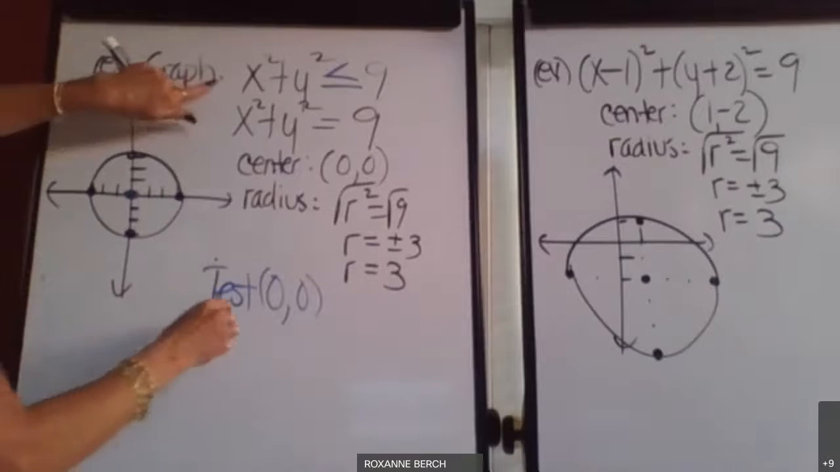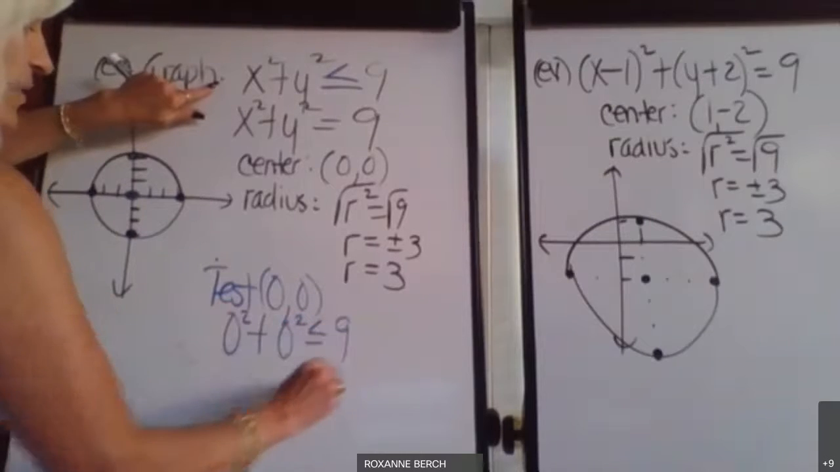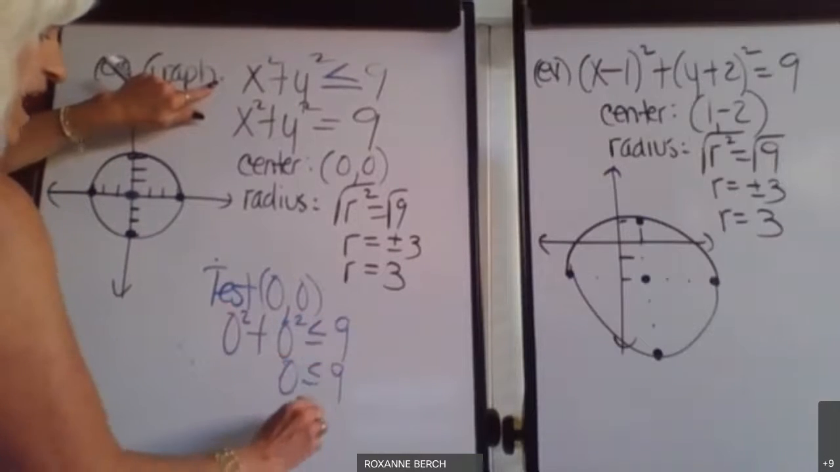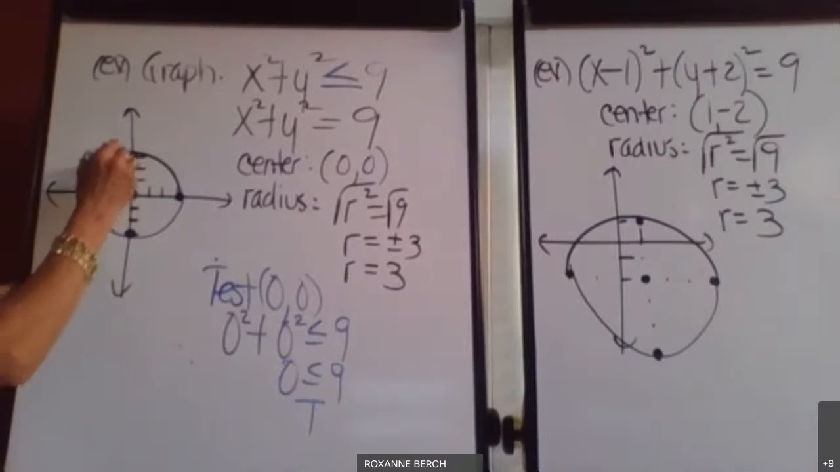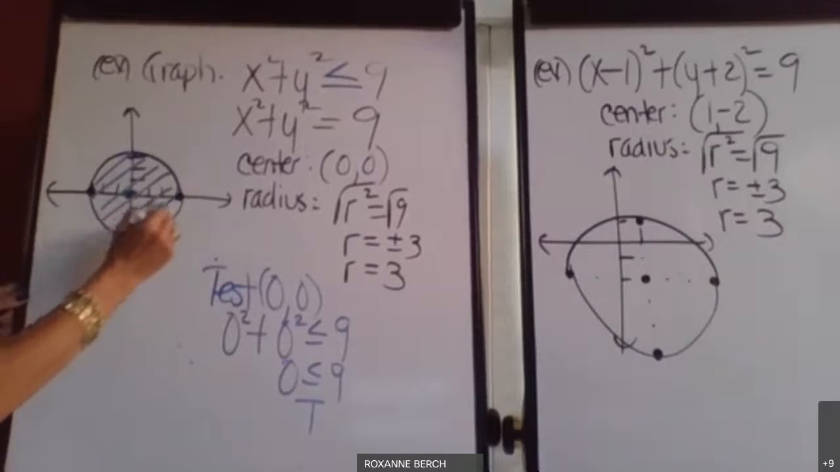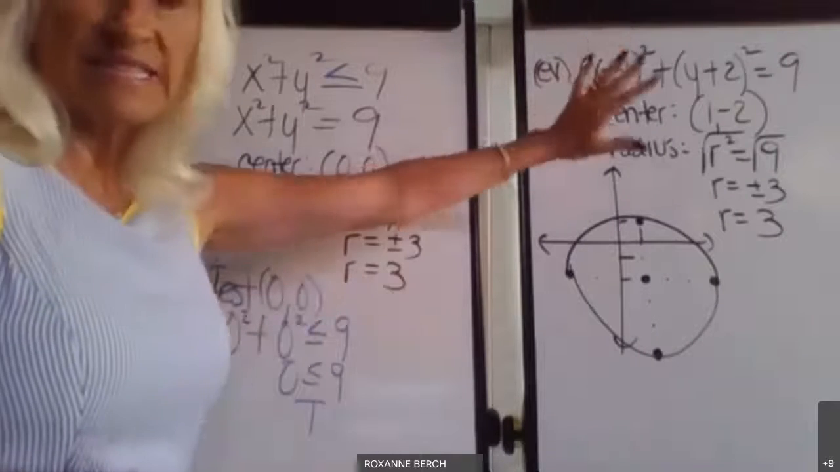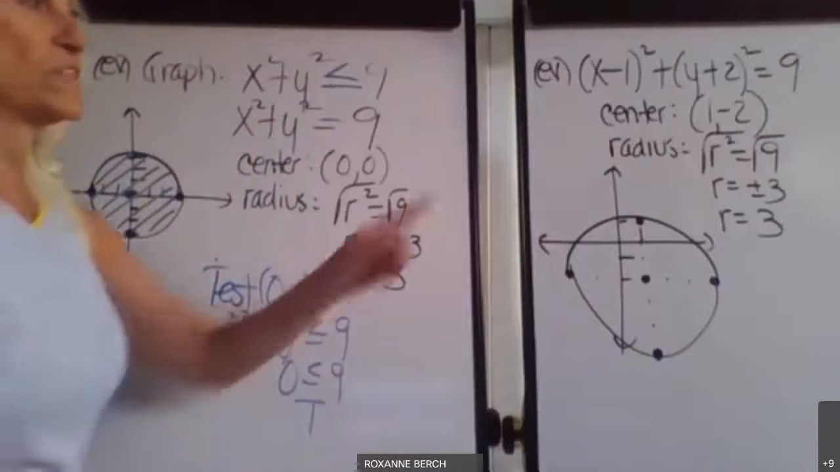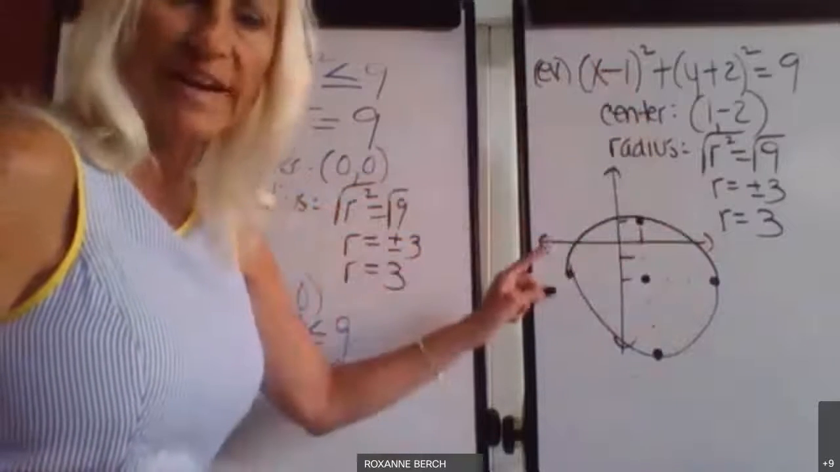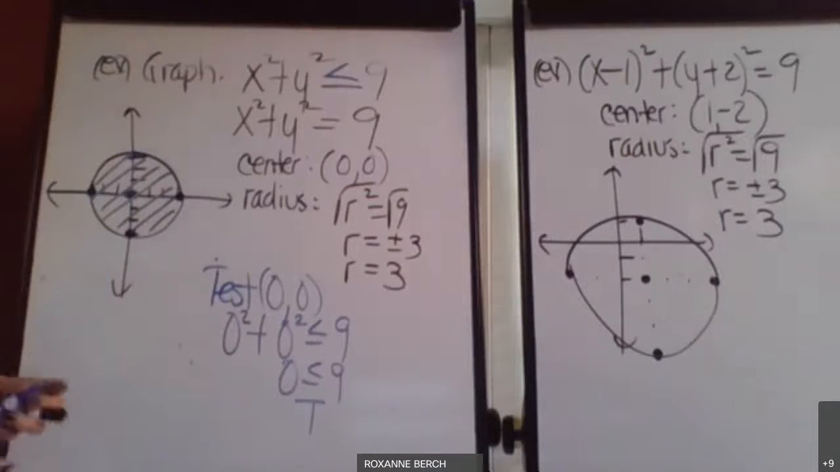So here we go. We have 0 squared plus 0 squared. Is that less than or equal to 9? Is 0 less than or equal to 9? That is true. So that means shade him and all his friends. The reason why we didn't shade this is an equation. This is an inequality. So the solutions for this guy are on the boundary. The solutions for this guy are inside the boundary.